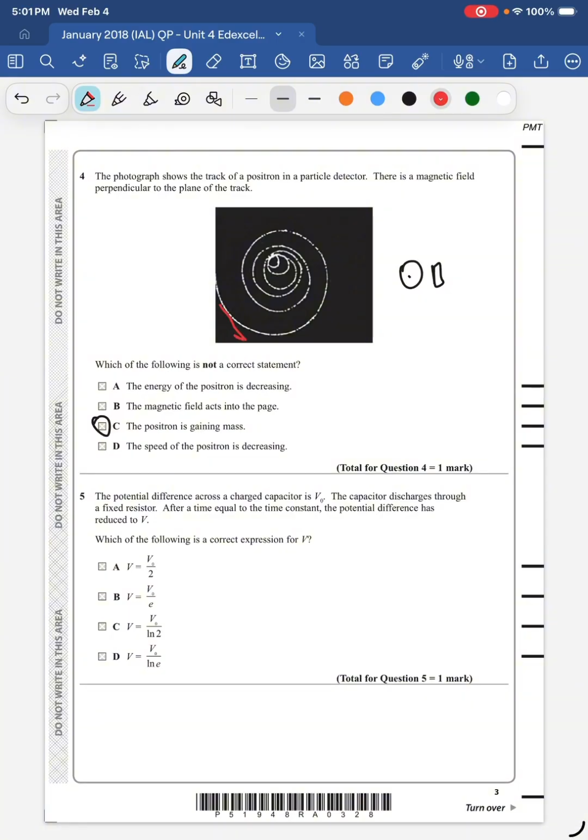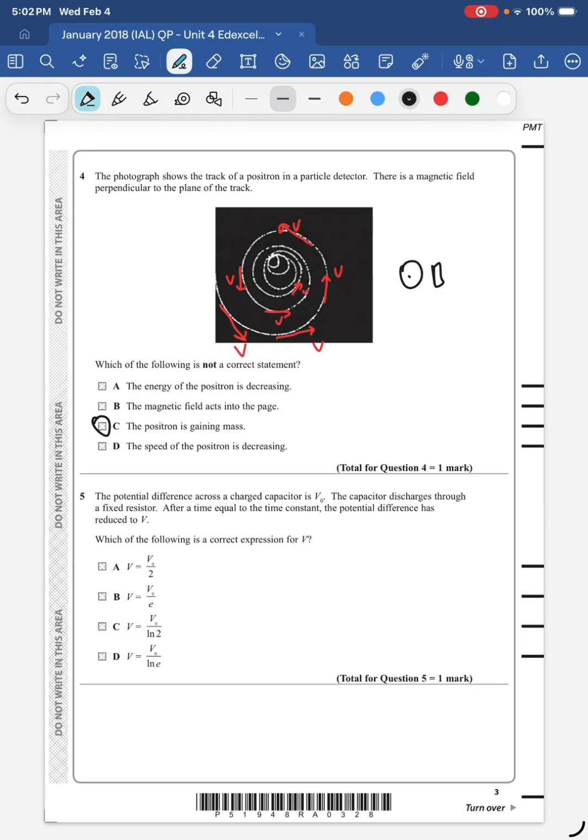So if this is the initial velocity, this vector will gradually become smaller and smaller, okay? And the reason for that is that it's losing energy, okay? So let's move on. Question 5.